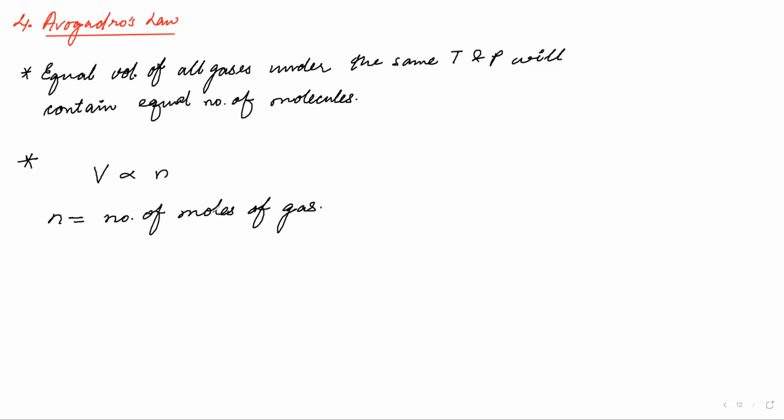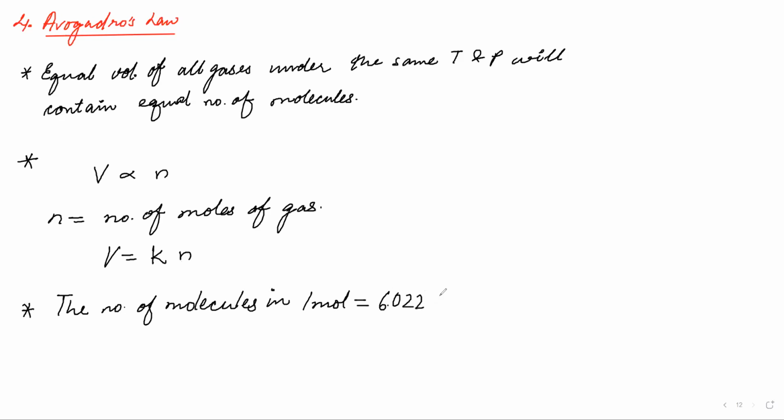The number we are representing in terms of mole. So V is equal to some constant K times N. And you know that the number of molecules in 1 mole is equal to 6.022 times 10 to the power 23, and it is known as Avogadro's constant.